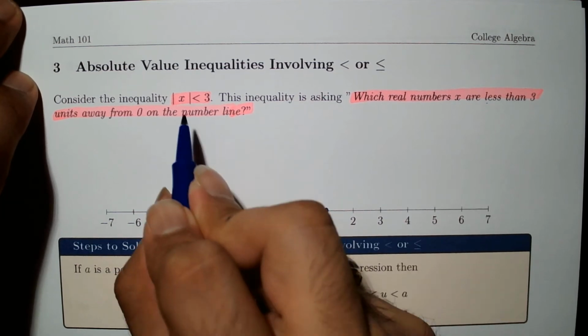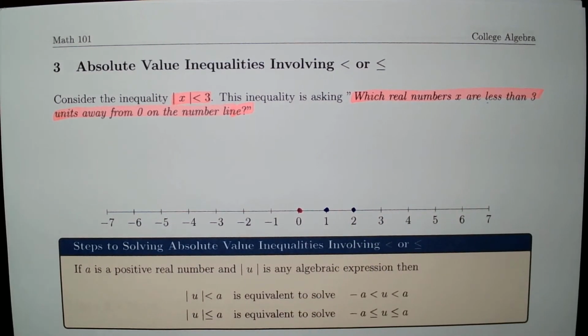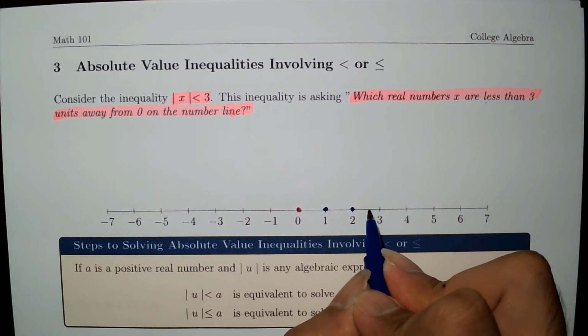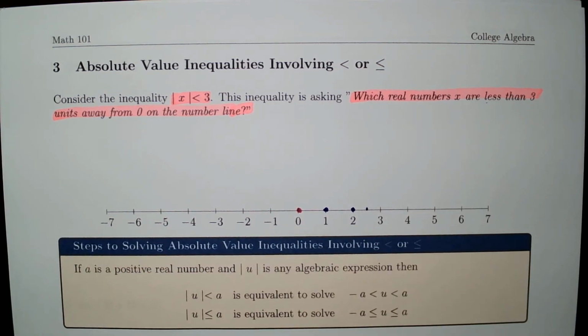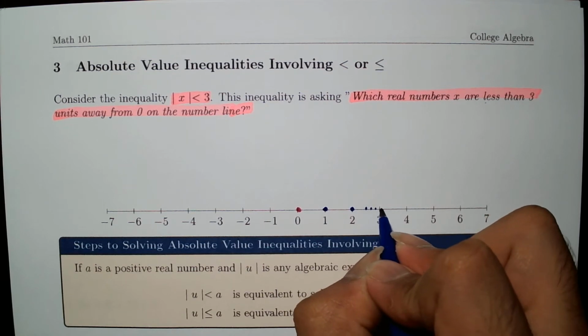Is the number 2 less than 3? That is correct. I'm going to shade that. I'm going to include that number. What about the number 3 itself? Well, maybe not quite 3. How about 2.5? 2.5 is less than 3, 2.7, and then 2.9.